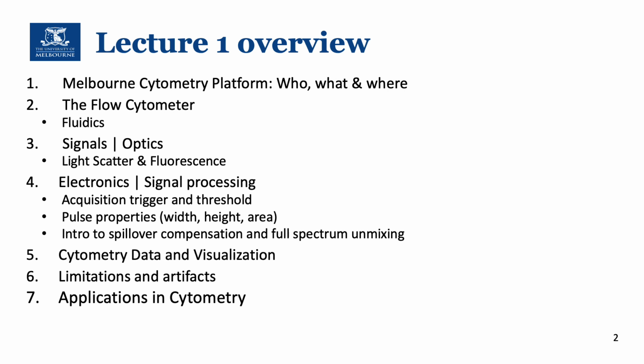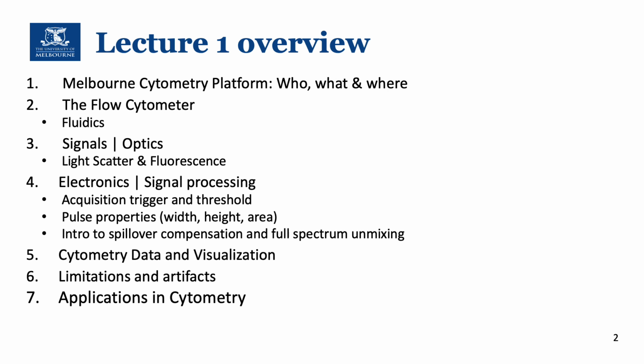I will be briefly describing electronic principles, how the pulses are processed by the cytometer, and including key elements that are important for you as you set up instrument experiments for the analyzers or the sorters, which are acquisition triggers and thresholds. What do they mean? Properties of the pulse that the instruments store and measure. A brief intro into spillover, compensation and full spectrum unmixing.